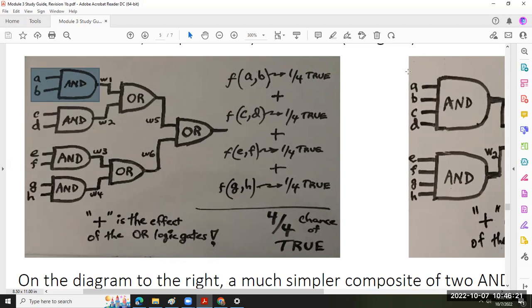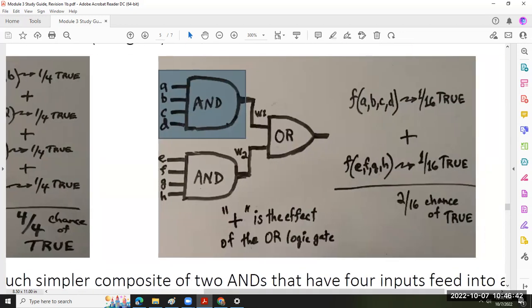What about this truth table? 16. Yeah, 2 to the 4th. If we had 3 inputs, we'd have 8 rows. If we have 4 inputs, we have 16. And here's the fun part. With 16 rows, how often is this AND true?